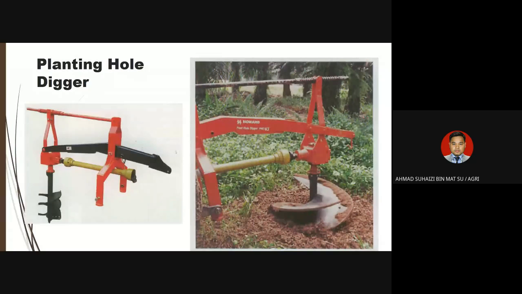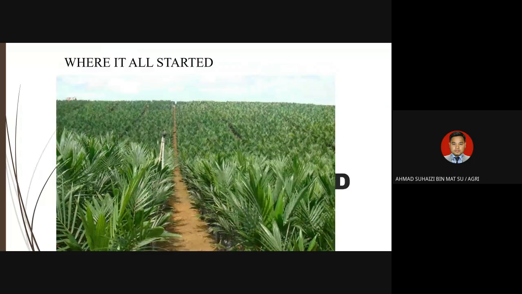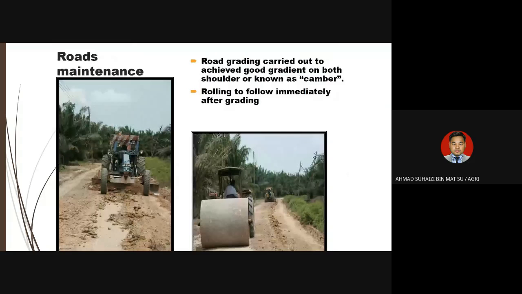For the soil, you can see that this is some of the equipment that you can use for planting and for replanting the area. Then, for the road maintenance, we can also use quite heavy machinery basically to construct the road, the farm road.